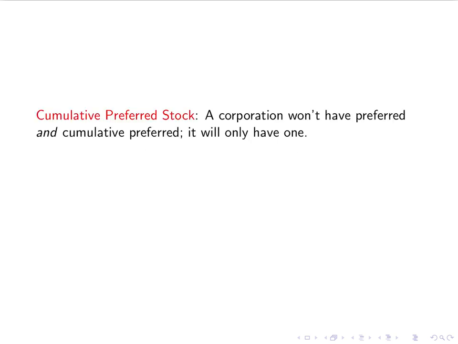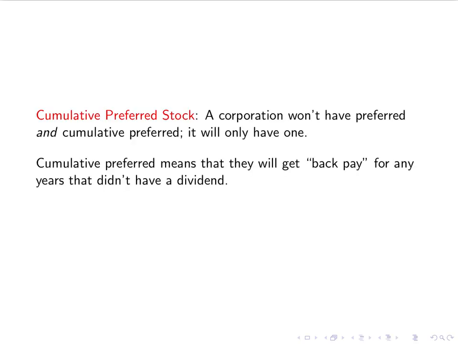And the third type is called cumulative preferred stock. So it's a type of preferred stock, and a corporation won't have both. They won't have preferred and cumulative preferred. They're only going to have one of them. So we'll deal with common stock and then possibly one of preferred or cumulative preferred. So cumulative preferred has to do with cumulative, which means adding things together. So if you have cumulative preferred stock, that means they're going to get like a back pay for any years that didn't have a dividend.